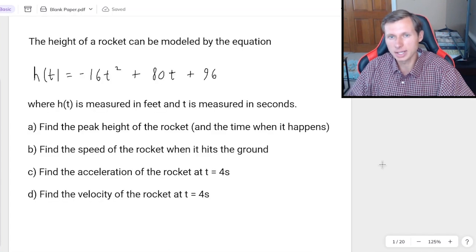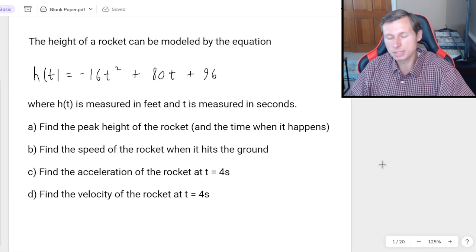The height of a rocket can be modeled by the equation h of t equals negative 16t squared plus 80t plus 96, where h of t is measured in feet and t is measured in seconds. Part A, find the peak height of the rocket and the time when it happens. Part B, find the speed of the rocket when it hits the ground. Part C, find the acceleration of the rocket at t equals 4 seconds. And Part D, find the velocity of the rocket at t equals 4 seconds.